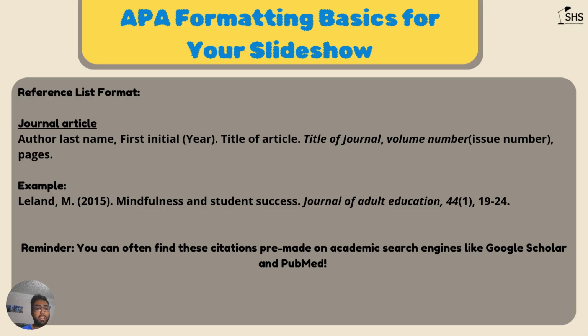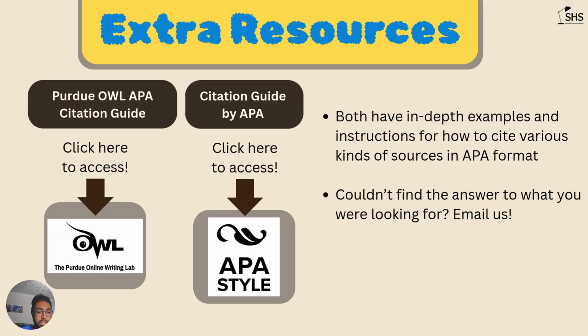And just as a reminder, you typically find these citations pre-made, as I told you. If you click the cite button on Google Scholar, it should have that citation there for you, and that'll make it a lot more convenient to get your citation. As I mentioned about Purdue OWL and the APA style guide, these both have full breakdowns and examples of how you can cite various sources, if it wasn't clear enough from what I've discussed today.